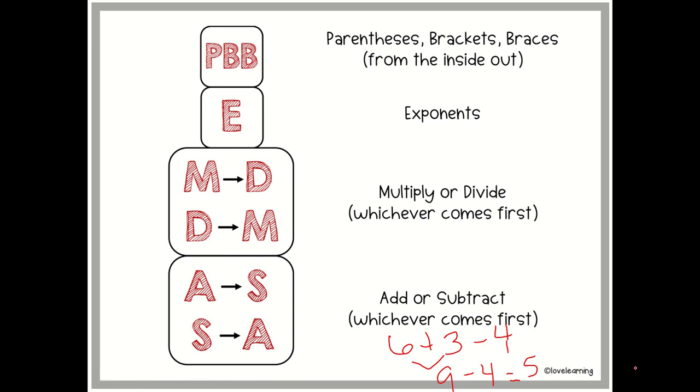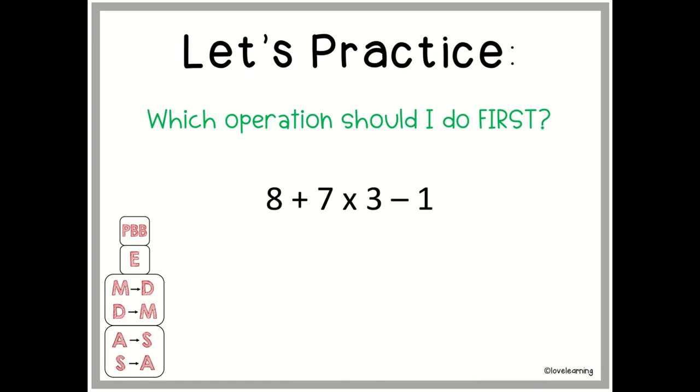So let's try some practice questions. First, which operation should I do first in 8 plus 7 times 3 minus 1? Well, I have to remember my order of operations or my PEMDAS. I don't have any parentheses or brackets, so I need to move on to my exponents. I also see that I have no exponents within my expression, so then I move on to multiplication or division.